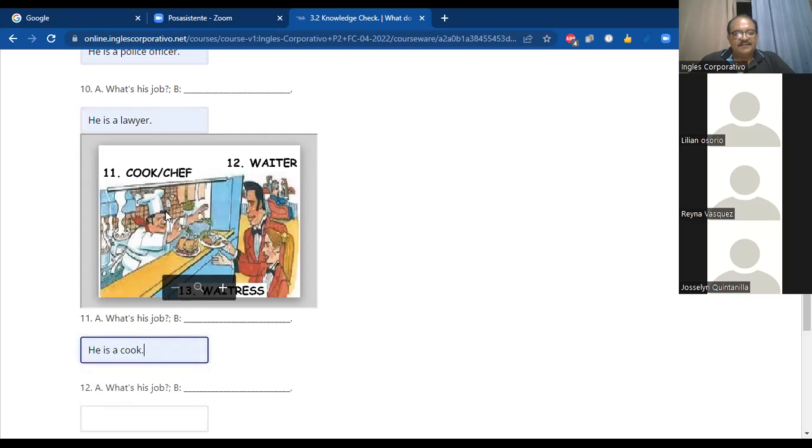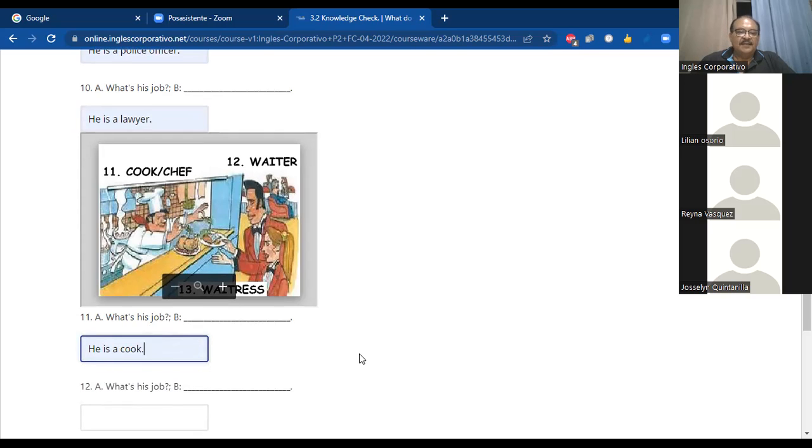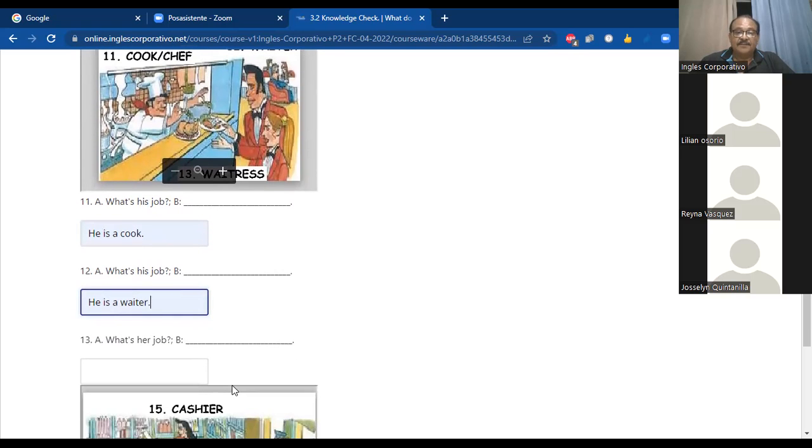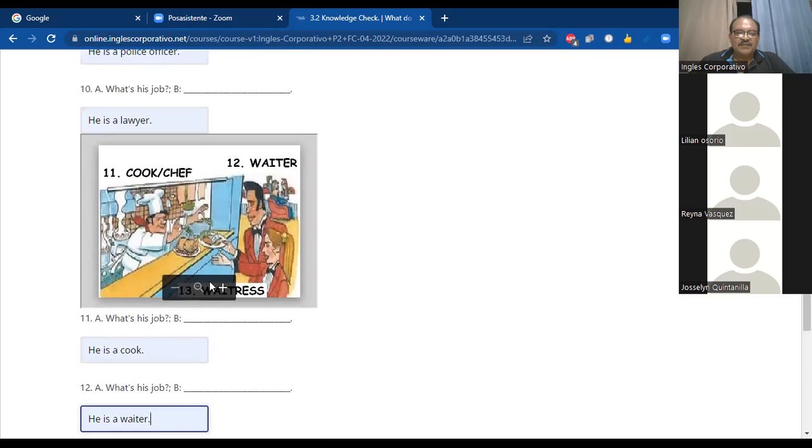Cook, or chef, right? He's a cook or chef. 12. What is his job? He's a waiter. You can say waiter. Okay, he's a waiter. Yes. Waiter. The 13 is, what is her job?